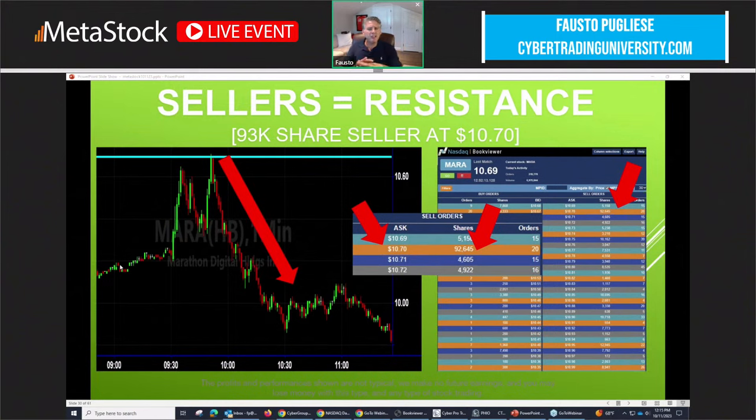Here I have a stock, Marrow, one of those blockchain stocks. But by the way, this works on every single stock. Here you have a stock that goes from $10, goes up to $10.60, and then tanks. Why did it tank? Why didn't it go past that 10.70? I thought it was going to go, my Bollinger Band, my MACD told me it was going to go to 11 and 12. I'll tell you why. Did you realize you were coming up to a 92,000 share seller? Somebody out there, and it's not somebody, it's 20 different people out there wanted to get out of that stock.